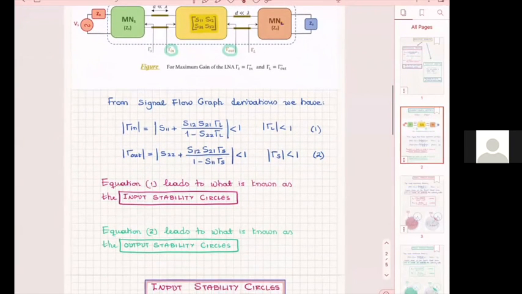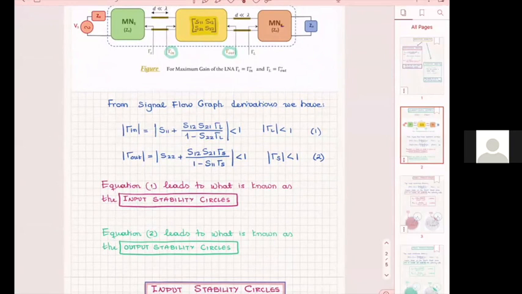Now, on the basis of that, you can have unconditional stability when this happens no matter what load and source values, so source impedance and load impedance you put, as long as they're passive, all right? So they're not negative. No matter what values you put there, with a positive real part, these expressions remain satisfied.